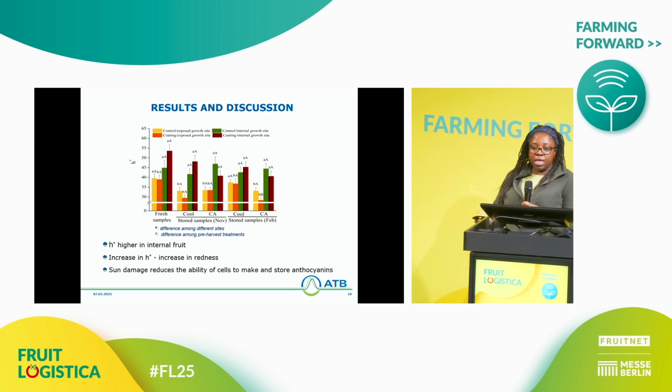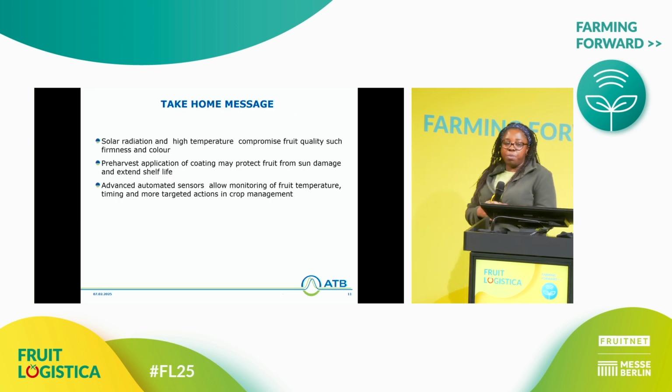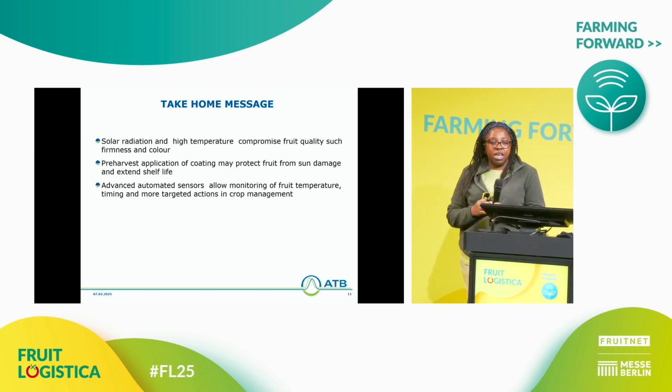So briefly, as a take-home message: solar radiation and high temperature compromise fruit quality, such as firmness and color, as shown in this study. The previous application of coating may protect fruit from sun damage and extend shelf life. Advanced automated sensors allow monitoring of fruit temperature and timing, and more targeted action in crop management. That is it for me. Thank you so much for your attention.